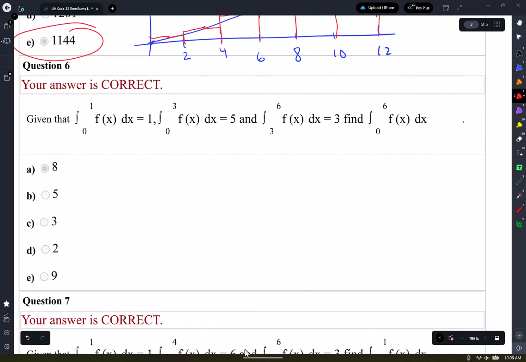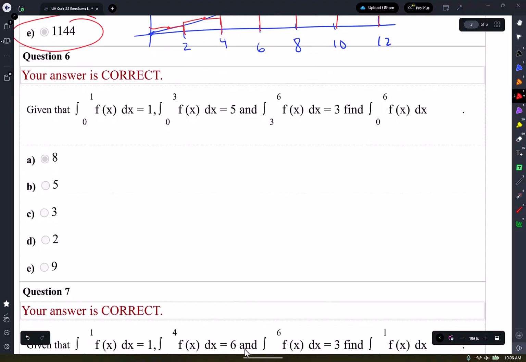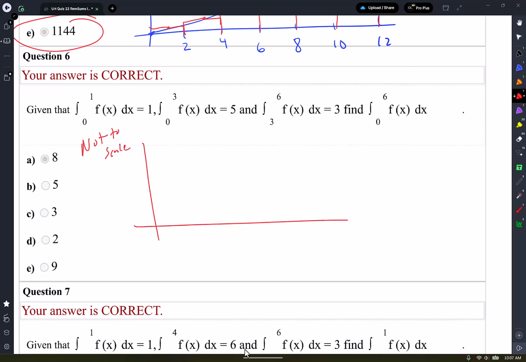Now the properties. Given that the integral from 0 to 1 of f of x dx is 1, 0 to 3 is 5, 3 to 6 is 3, and find 0 to 6. Okay, do a visual. Not to scale. If you already see it, that's fine. That's the whole point of this one. I'll say that's 1. Yeah, 0, 1, 3, 6.